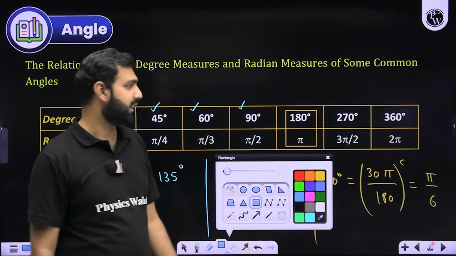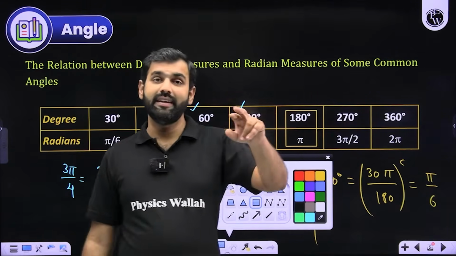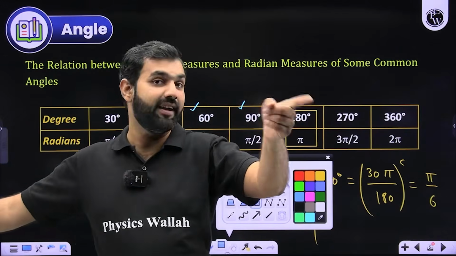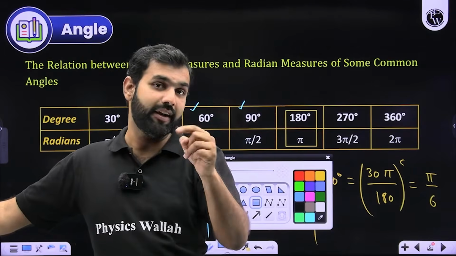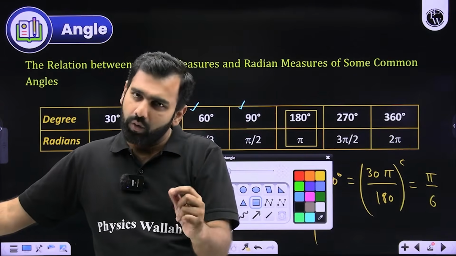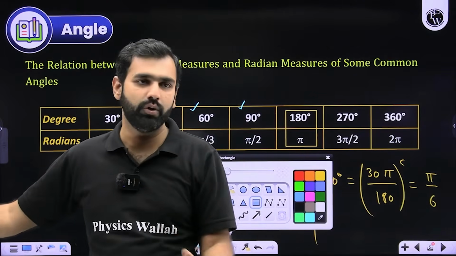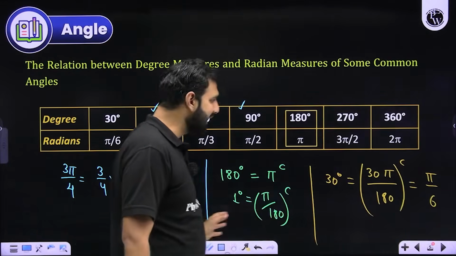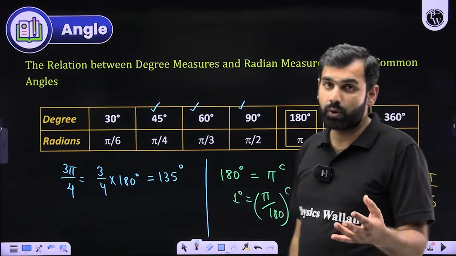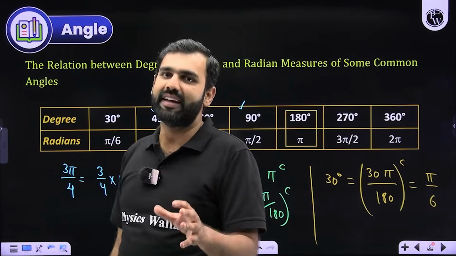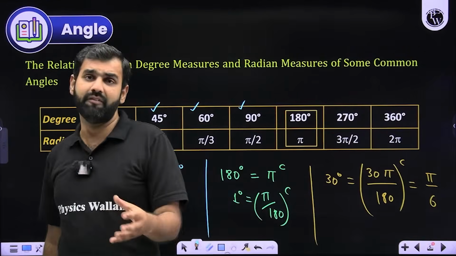Similarly, 270 degree. So we know 270 is triple of 90, because 9 into 3 is 27. So what is 90? 90 is pi by 2. So triple of 90 will be 3 pi by 2. This is how you can do these conversions intuitively. You need not write all this. You being an IIT aspirant need not do this much. The more you write, the more time you consume. So try to write as less as possible, so that you can end up saving a lot of time for other important tasks.